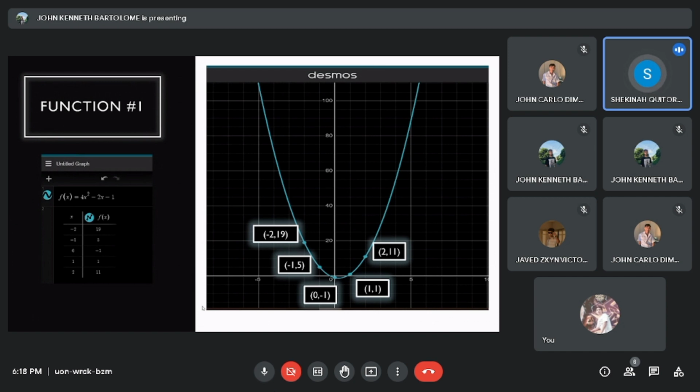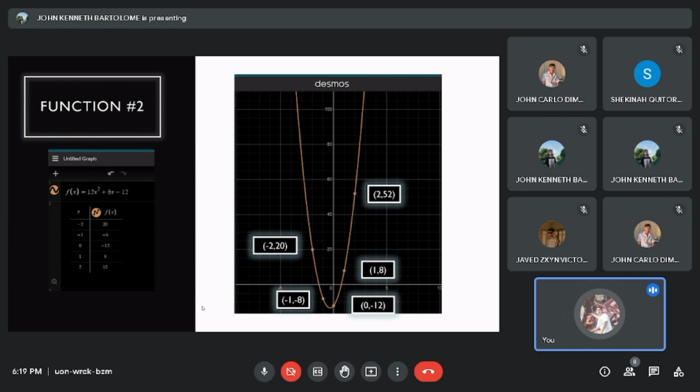Bago mag-start ng plot, pupunta tayo sa origin, which is yung pinakagitna. Then, since that is negative 2, mag-move tayo ng 2 units to the left. After that, mula sa negative 2, mag-move tayo ng 19 units pataas. Then, so on and so forth. Next.